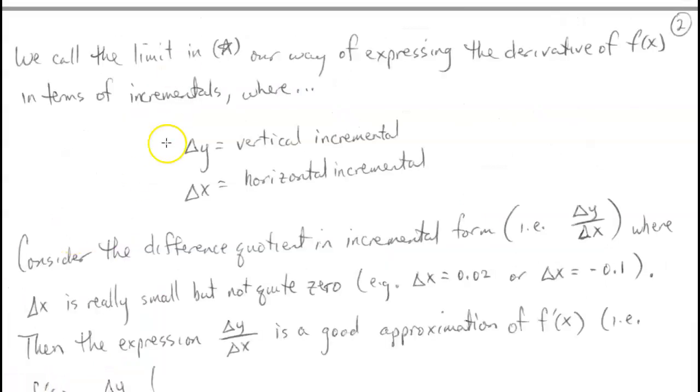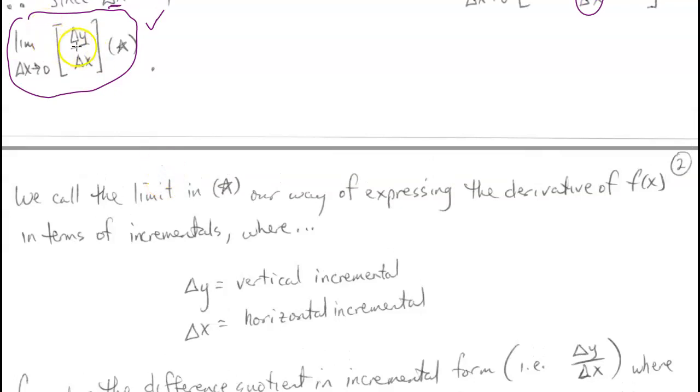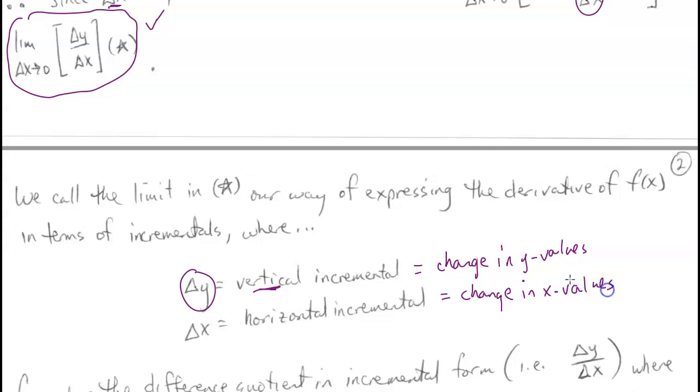Now, we call this limit here our way of expressing the derivative in terms of incrementals, okay? Again, remember that what this delta y just means is the actual change in y values. That's all it really is. But we give it this fancy name of an incremental, okay? Since we're changing y values, it would be a vertical incremental, whereas delta x is going to be the change in x values. So that will be a horizontal incremental, okay?